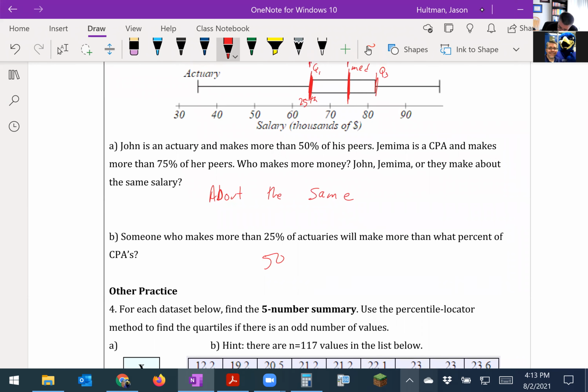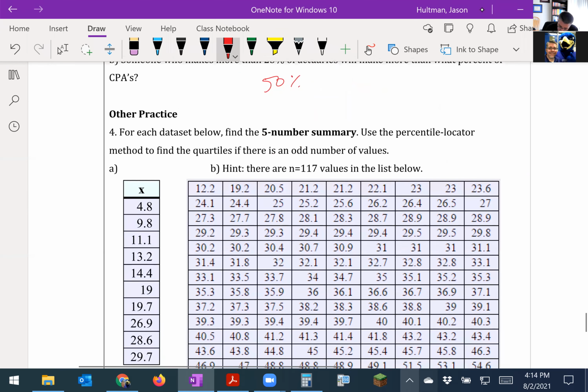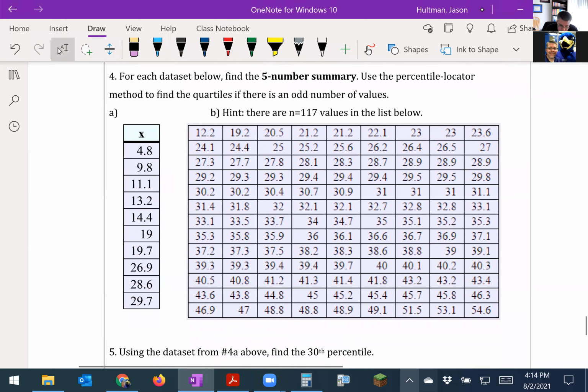Okay, that is the 50th percentile, 50%, for her. Okay, other practice. For each data set below, find the 5-number summary.